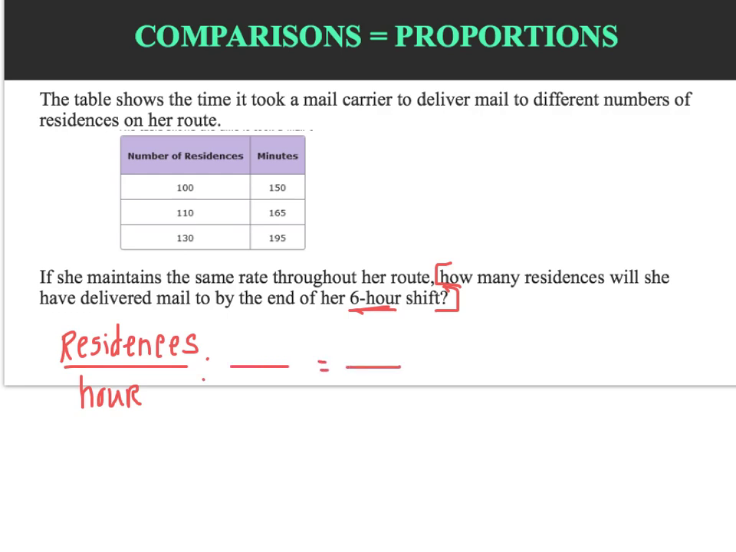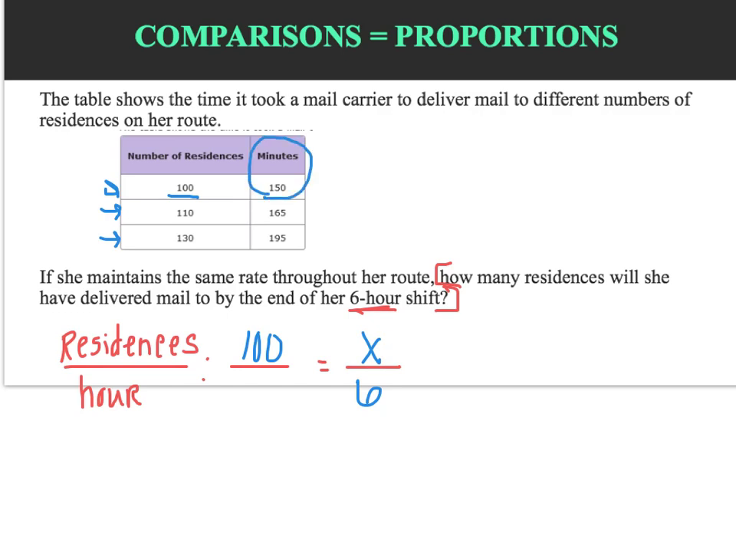So let's fill in our numbers. So right now, actually, it's going to be easier. I know that I want to find how many residences, how many homes she went to in 6 hours. Now I can use any pair, any relationship of numbers from the chart. I'm going to go ahead and use the smaller numbers because normally they're easier to work with. So I see that she can, on her route, go to 100 homes in 150 minutes.